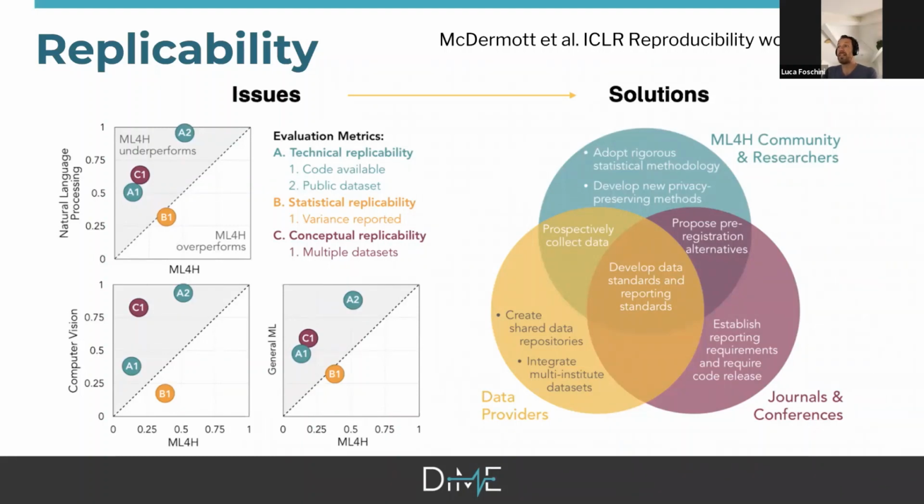We would like to see data providers be able to, if not releasing the data, because that is not always possible, at least create a shared data repository or integrate multi-institute data sets of already released data sets. And then finally, journals and conferences are also in the position of improving the replicability of machine learning for health results by just setting higher standards for acceptance. Next slide.